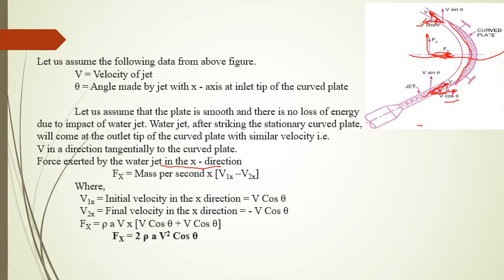That implies initial velocity is v cos theta and final velocity is minus v cos theta. Fx equal to mass per time into initial velocity minus final velocity. Substituting initial velocity value and final velocity value, we get Fx equal to rho a v into v cos theta minus of minus plus v cos theta, v cos theta plus v cos theta. Fx becomes 2 rho a v square cos theta.